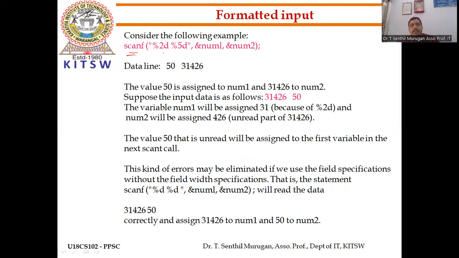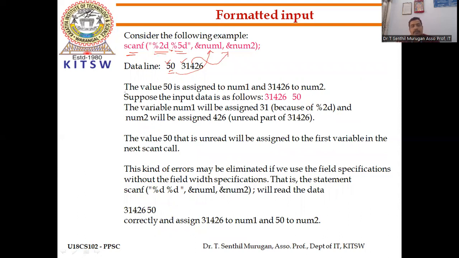Here in the scanf statement, they have given percentage 2D, percentage 5D. That means for number 1 it will take the first 2 digits, and for the second it will take 5 digits. There is no space, and the tab will not be considered. If the given input is 50 and 314526, 2 digits and 5 digits, it will take 50 and assign it to number 1. Then it will take 5 digits and assign them to number 2. So it is the same, no matter how many digits are used.